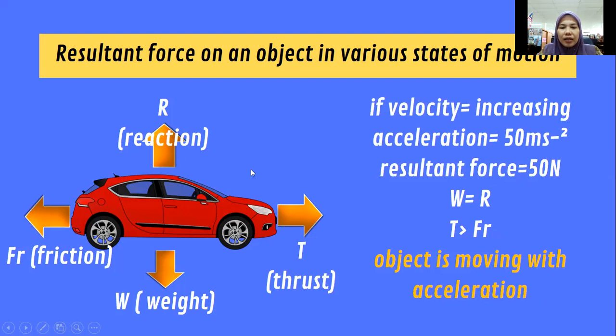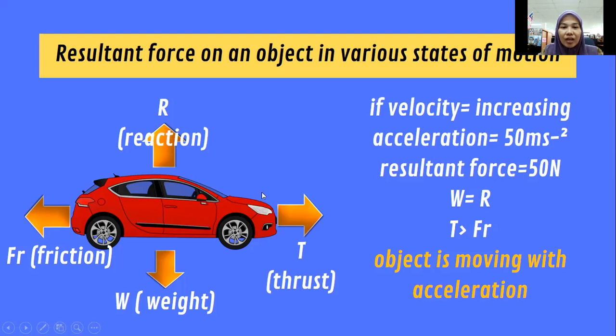Okay, and next situation, if velocity is increasing, for example, acceleration is equal to 50 meter per second square, resultant force is equal to 50. That means if the object is accelerating, we can automatically predict the thrust is greater than friction. That's why the object can accelerate. The object only accelerates if the thrust is greater than friction.